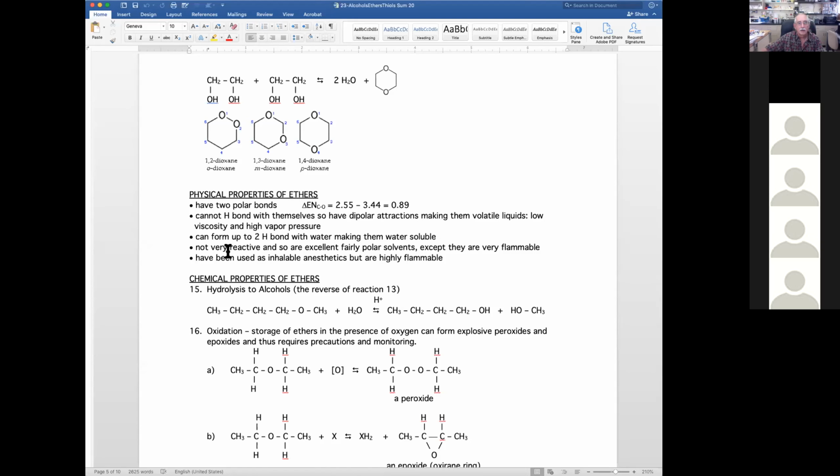The other thing is they're not very chemically reactive, so they make excellent polar solvents. The problem is that they're very flammable. Because they vaporize, they're dangerous. It's like people don't realize how dangerous gasoline is. Gasoline is dangerous because it evaporates quite readily, goes into the vapor phase, mixing intimately with oxygen in the air, making it an extremely explosive situation.